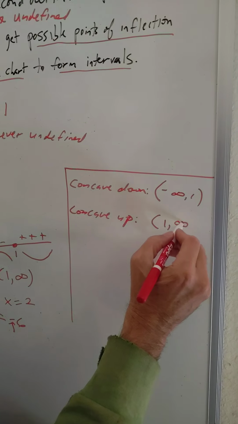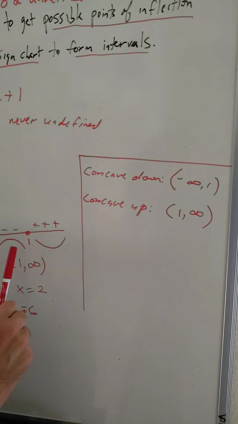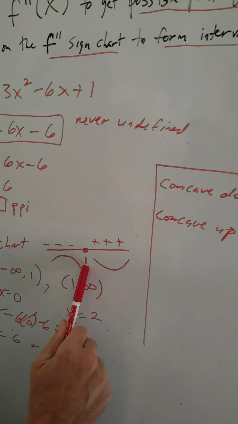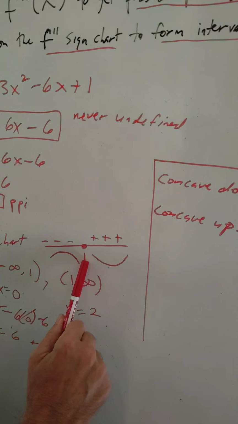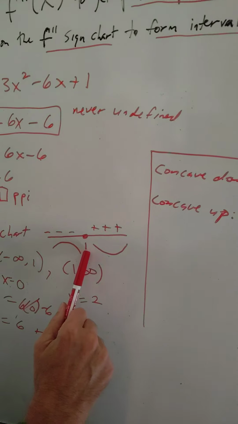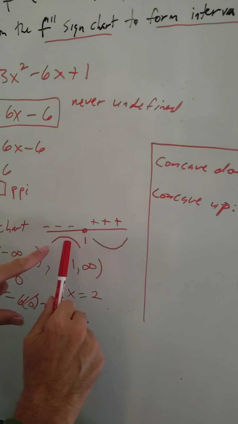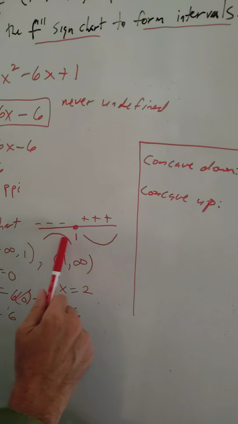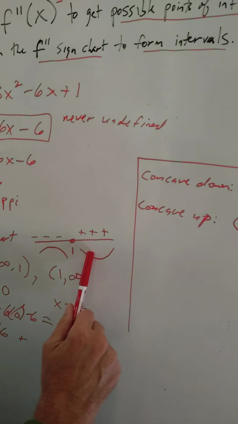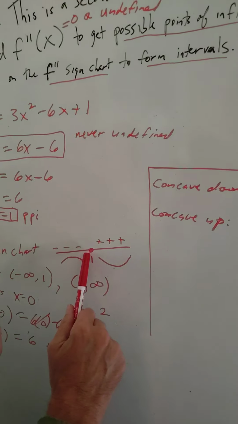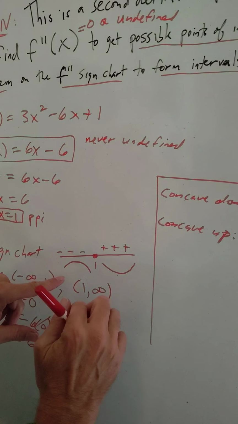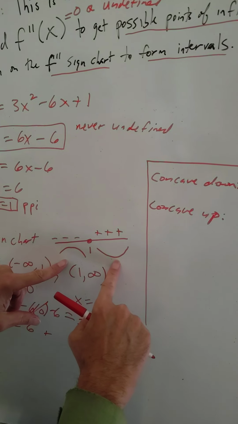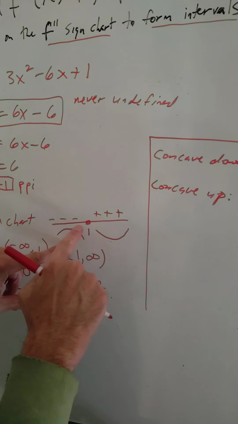Use parentheses. And whenever you have a change of concavity about a possible point of inflection, that means this possible point actually is a point of inflection, because inflection points are where the concavity changes, either from down to up or up to down. So if you have a change of concavity about a possible point of inflection, that is an inflection point. If you do not have a change, like if this were concave down and this is concave down, then this would not be a point of inflection.